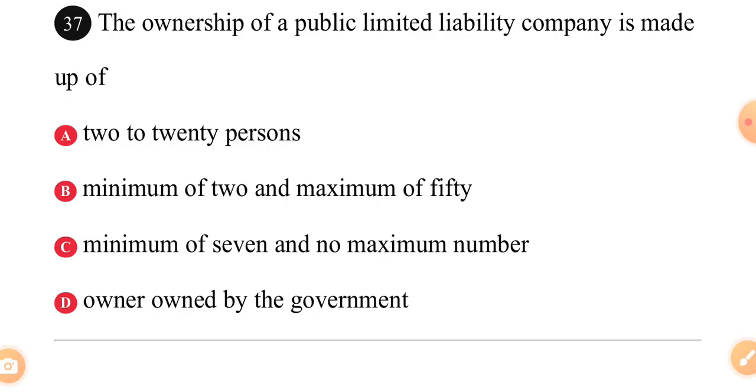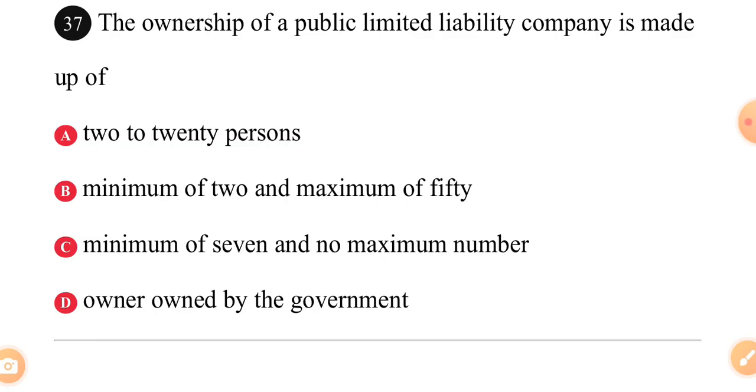The ownership of a public limited liability company is made up of dash. A, 2 to 20 persons. B, minimum of 2 and maximum of 50. C, minimum of 7 and no maximum number. D, owned by the government. The answer is simple.